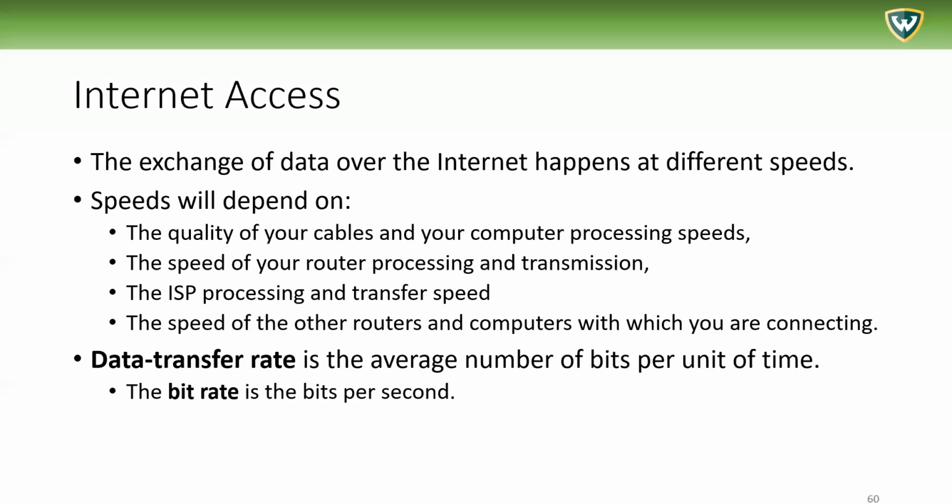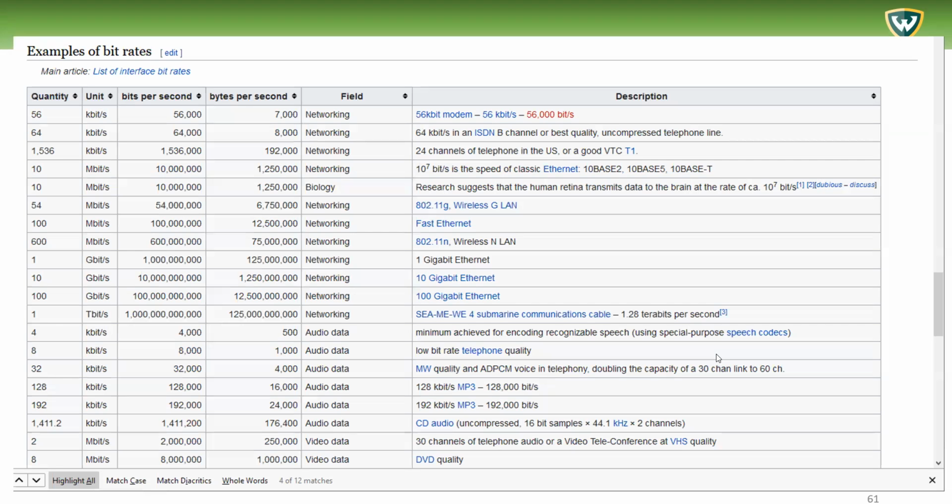Data transfer rate is the average number of bits per unit of time. The bit rate is the bits per second, and that's often the measure of speed of data exchange through the internet. Here is an example of bit rates that you may check out, the kinds of fields where they are applied, and how bits per second may translate to bytes per second.